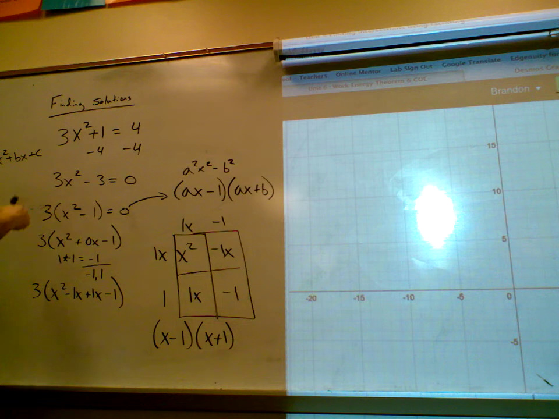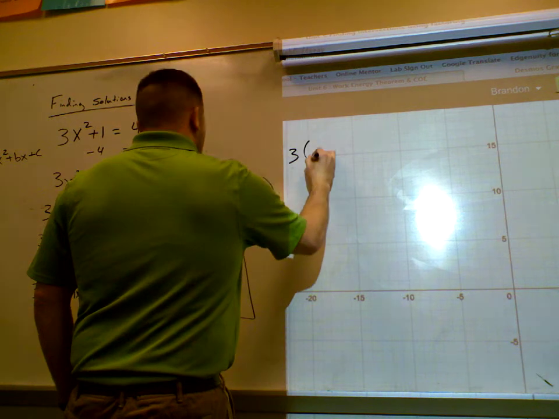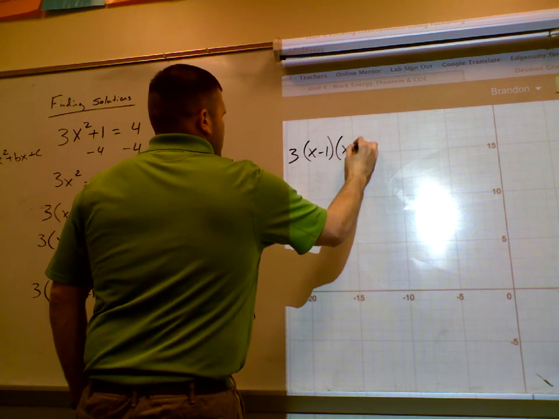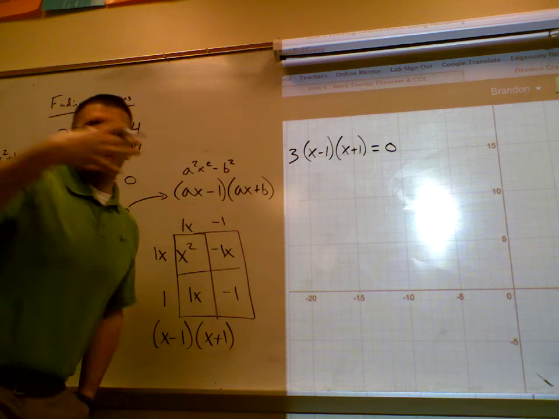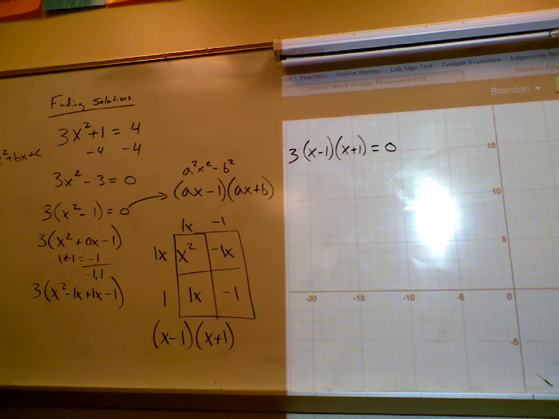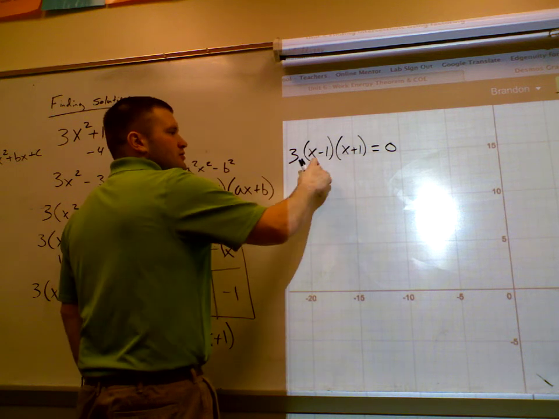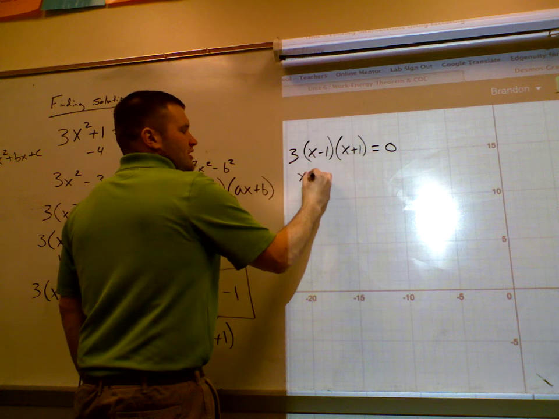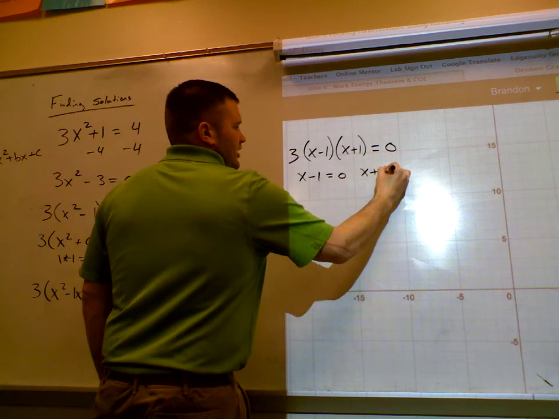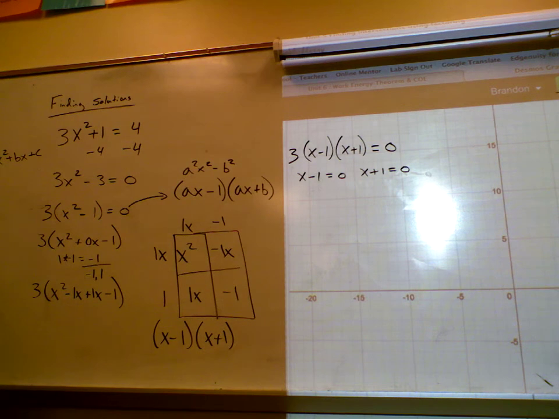Right? So then the equation we're working with then is this. 3 times x minus 1, x plus 1 equals 0, right? I'm still trying to solve, aren't I? Guys, I'm still trying to solve, aren't I? Yeah. So how many solutions will this have? 2 solutions. How do I find my 2 solutions? X minus 1 equals 0. X plus 1 equals 0, right? We just algebra our way through.